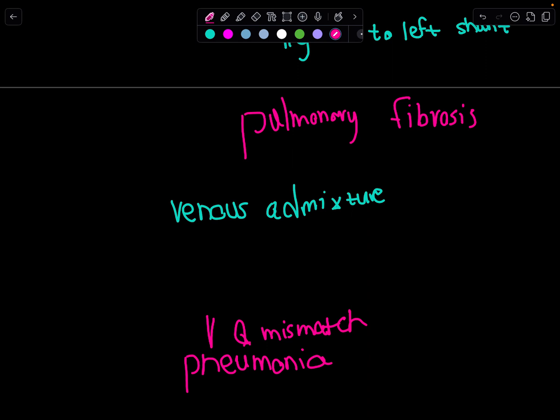VQ mismatch can occur if scarring blocks air but not blood flow, like pneumonia. Structure: scarred, thick alveoli, lower gas exchange. No cure; treatments are steroids, oxygen, and slowing progression. Clear? Want more on VQ and fibrosis? Yes, please. So it's scarring and thickening of the tissue, basically.